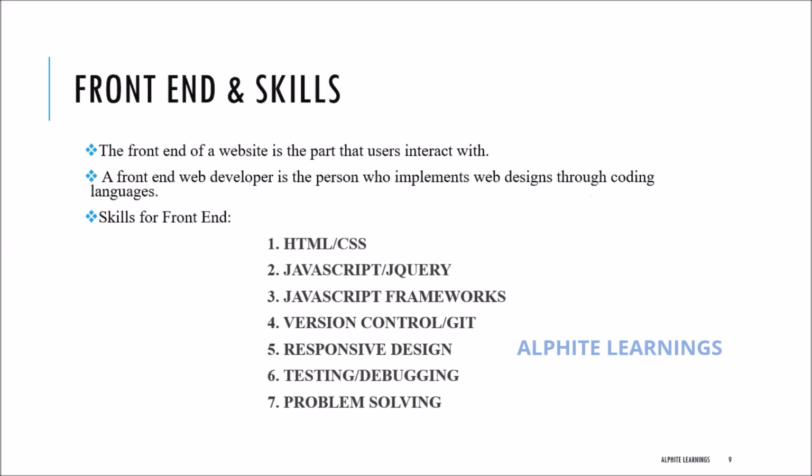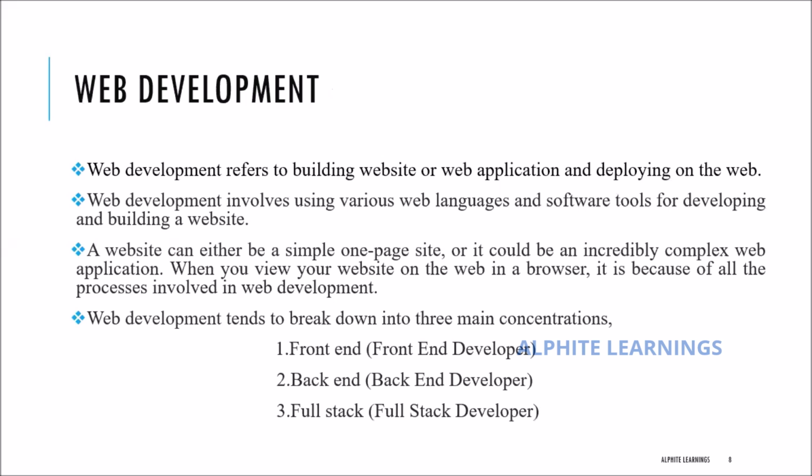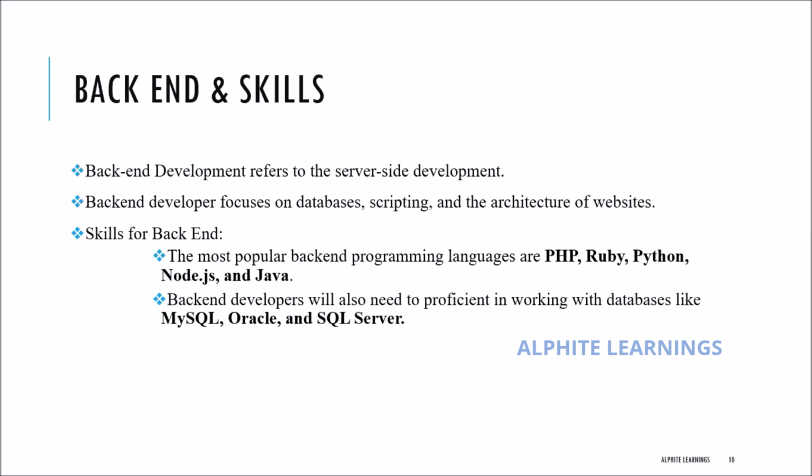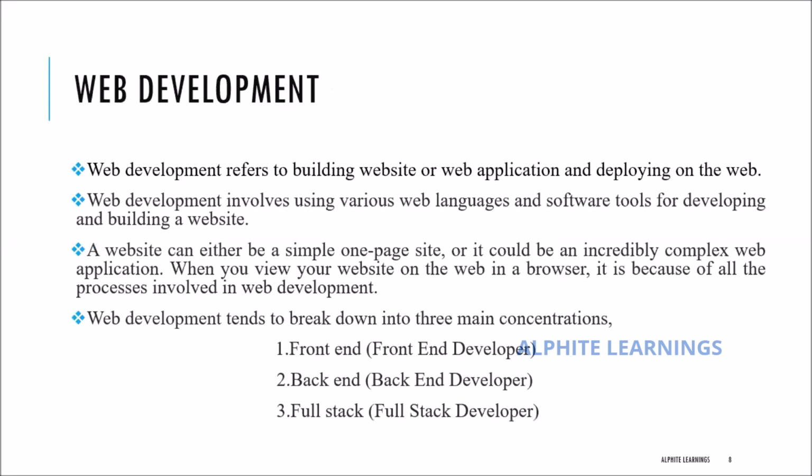Hope you understand what web development is and the process we have discussed so far. We have discussed what a website is and what web application development is, and I have given you the difference between a website and a web application. For this development process, we have three main concentrations. One is front end and another is back end. I have explained what front end is and the skills required for front end developers, and I have explained clearly what back end is and the skills required for backend developers. Then the third one is full stack developers.